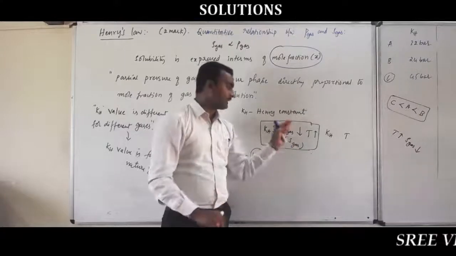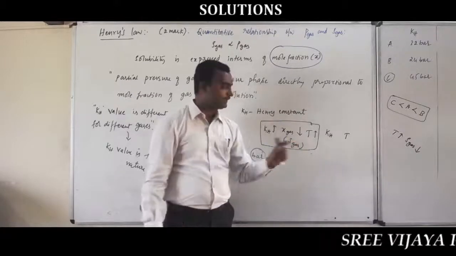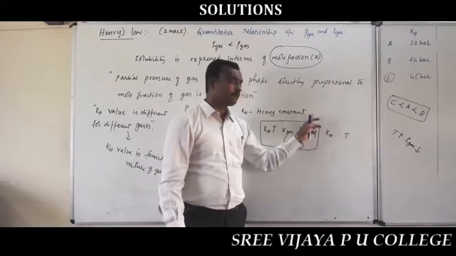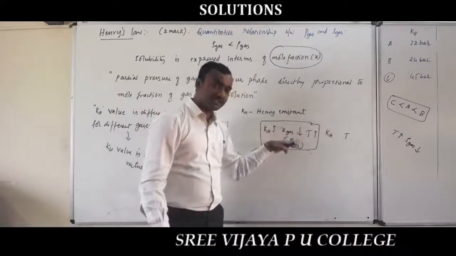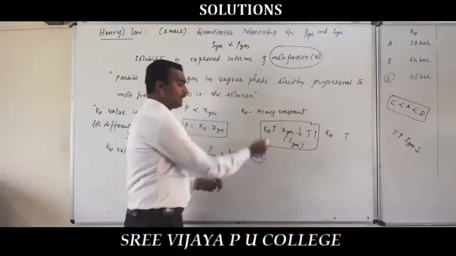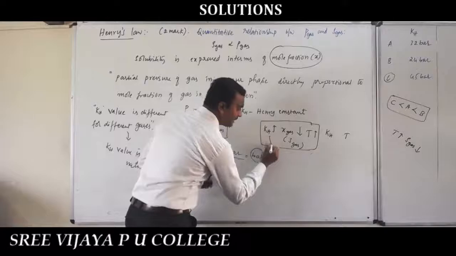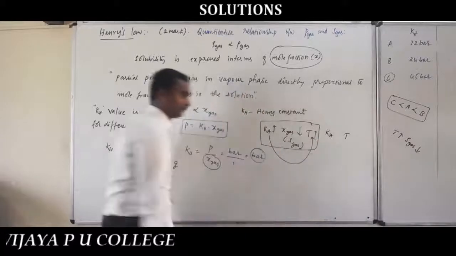But we know that as the solubility of gas decreases, definitely the effect of temperature is more. So if the effect of temperature is more, solubility of gas is less. If solubility of gas is decreasing, then the KH value will be increasing. Now observe here: KH and temperature are directly proportional.